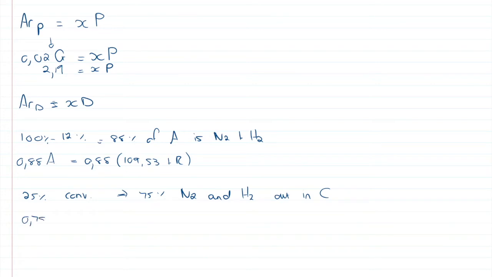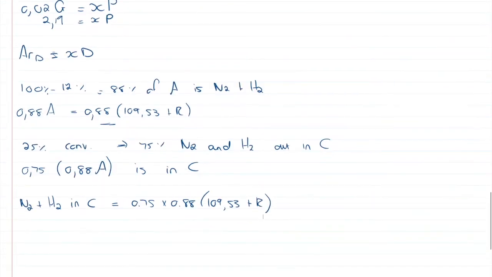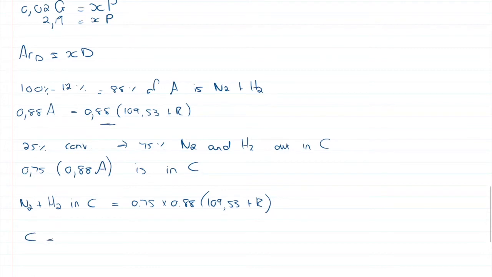So 75% of 0.88A is in C. So we can also substitute it into this one. So that's the nitrogen and hydrogen in C, and we also know what argon is in C because the argon in A is equal to the argon in C. So the total gas in C is this.